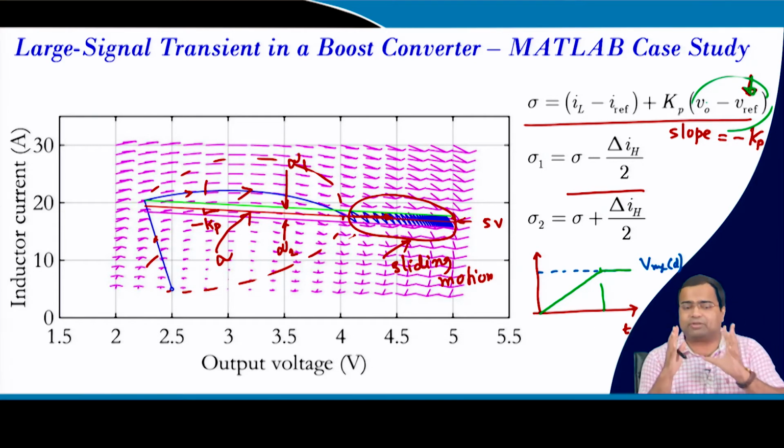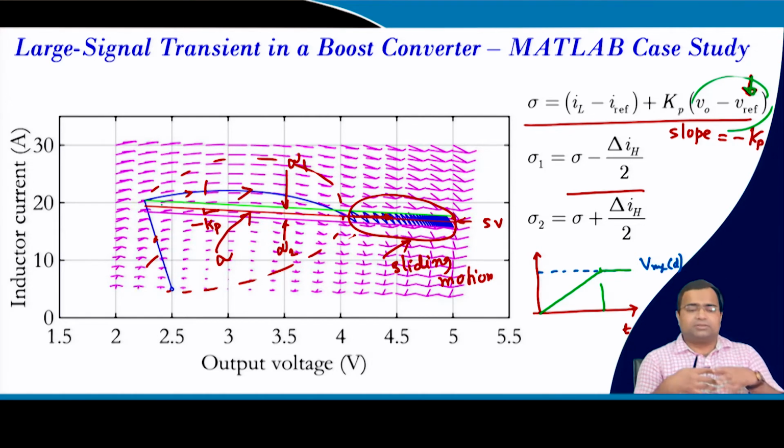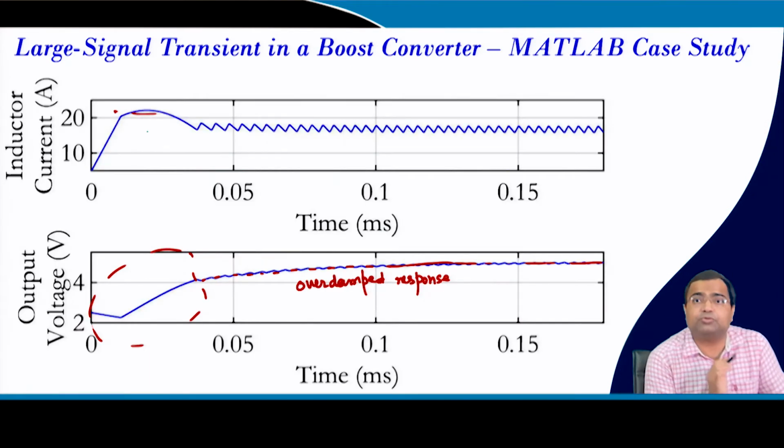So we have to take that into account, otherwise you will be bound to have such a large current transient, which is unavoidable, and it can damage your switch, because it requires a huge rating of your devices to support such a high current overshoot due to the closed loop overshoot.